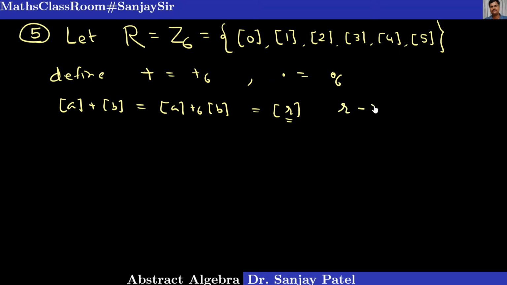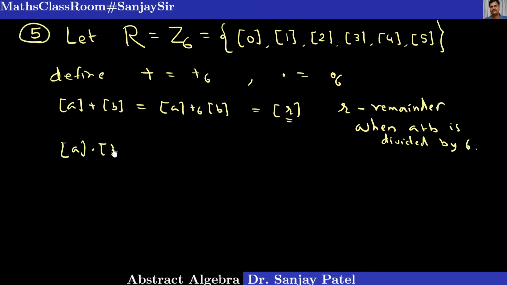R is the remainder when A plus B is divided by 6. In the same way, the second operation of multiplication of the ring, which is required in the definition, we are taking as multiplication modulo 6. Okay.